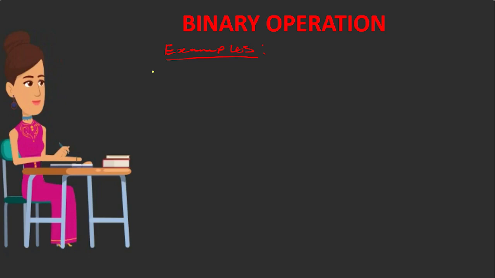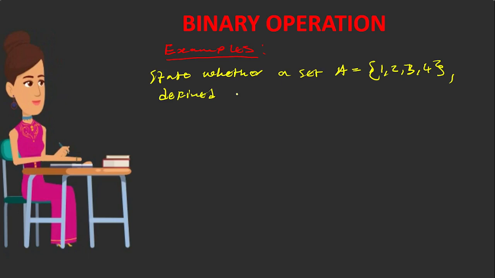So the first question is: state whether a set A, which is equal to {1, 2, 3, 4}, defined by A star B is simply equal to A multiplied by B, is binary or not.